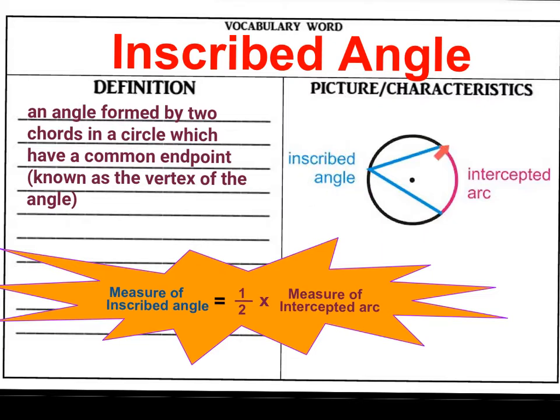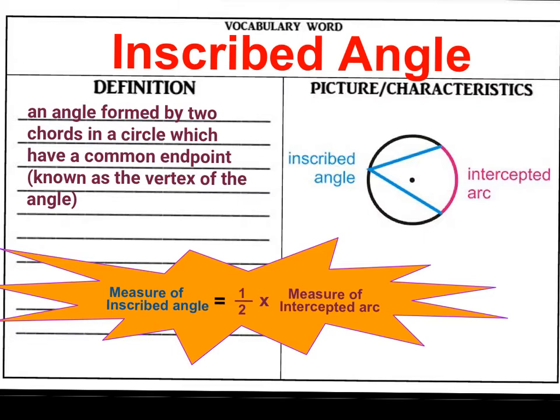The inscribed angle also creates an intercepted arc. Remember, we talked about this. We had the example of the slice of pizza. This is the crust of your slice of pizza. Kind of, not really, because it's not really a slice from the middle, but it still creates an intercepted arc.